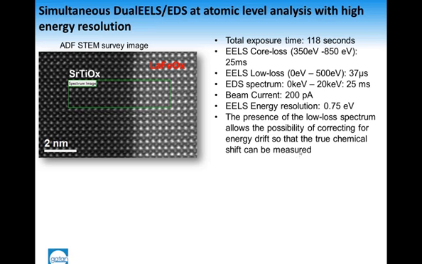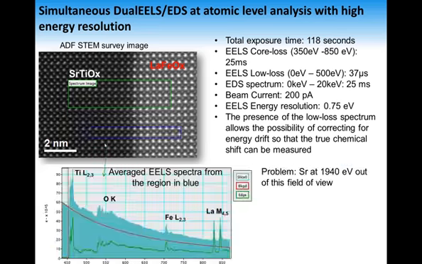So the reason why we want to correct the energy drift is because we can measure the chemical shift more accurately in this way. So if I start the spectrum from this interface, this is basically all spectra averaged across the entire region. We see a pretty nice result: titanium, oxygen K, iron, and lanthanum. But the problem is that the strontium is out of the field of view.